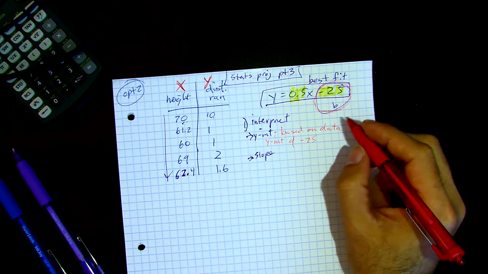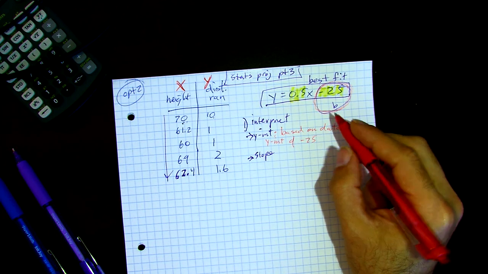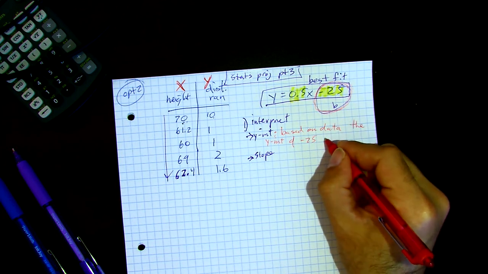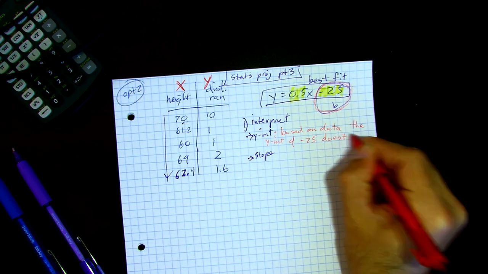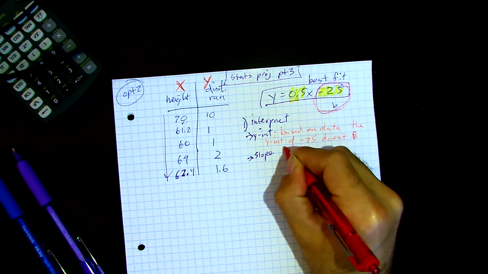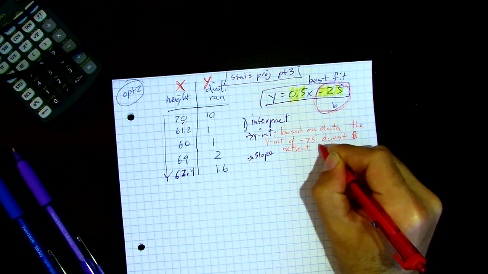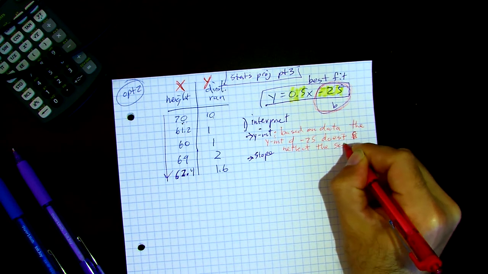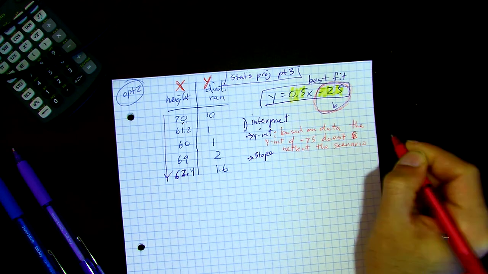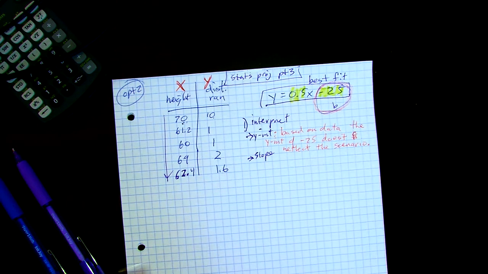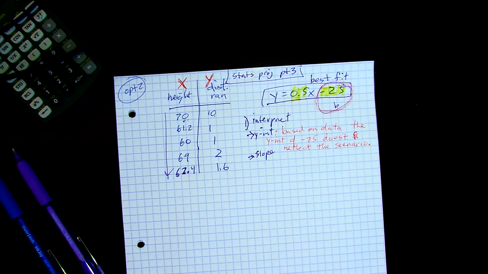doesn't reflect the scenario. Okay, so based on the data, the y-intercept of negative 25 does not reflect the scenario. It's impossible to run negative 25 miles, unless if you're 0 inches tall, you run backwards 25 miles.